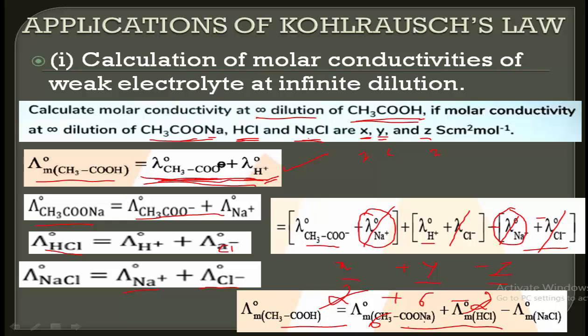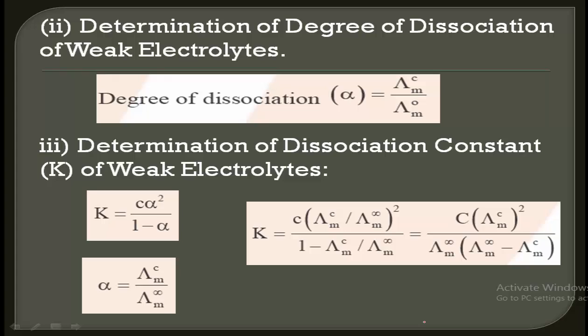Second one, determination of degree of dissociation of weak electrolytes. The second application helps to determine the degree of dissociation of weak electrolytes. Degree of dissociation means to what extent the ions will undergo dissociation in the solution. That is nothing but degree of dissociation.